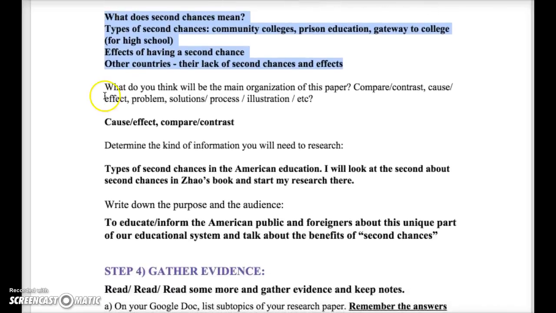So my main organization structure, that's what's next. I'm going to have to organize it probably into cause and effect, right? And compare and contrast. So I'll be using these different types of organizational strategies and the language that goes with each in order to write this paper.